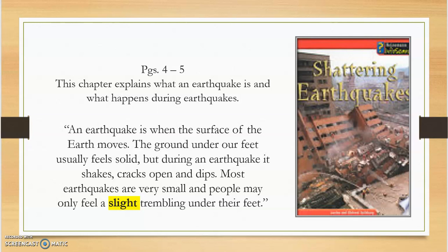If you look at this slide, you can see that there's a paragraph taken right from the text. So I'm going to read and I want you guys to follow along. This chapter explains what an earthquake is and what happens during earthquakes. An earthquake is when the surface of the earth moves. The ground under our feet usually feels solid, but during an earthquake, it shakes, cracks open, and dips. Most earthquakes are very small, and people only feel a slight trembling under their feet.